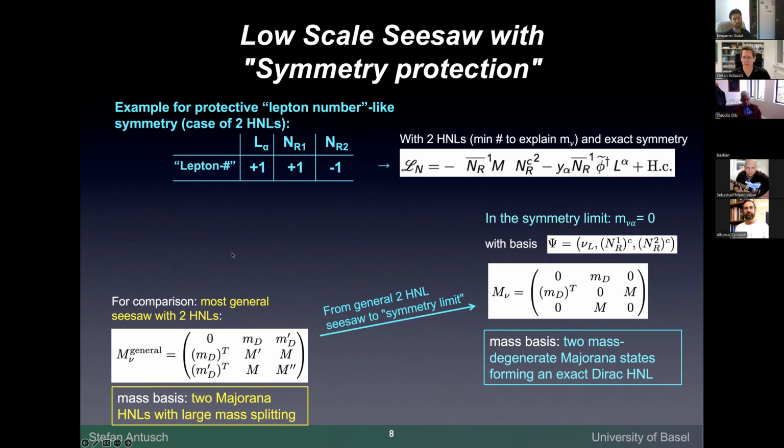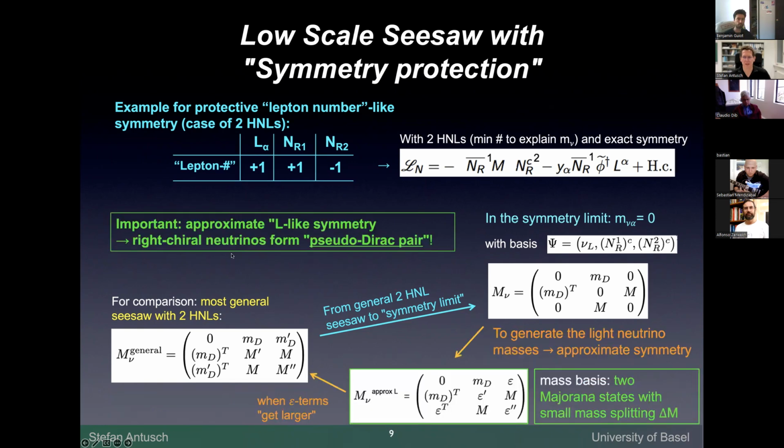Now, the third possibility, when you have this approximate symmetry protection, is that you would not have an exact Dirac HNL, but you would have small perturbations. This is shown in this green box at the bottom. These epsilons, the epsilon prime and epsilon double prime, are small compared to the M, and this other epsilon is small compared to the Dirac mass contribution. Then you have perturbed the structure, the symmetry is slightly broken, and you will get small neutrino masses proportional to these epsilon entries. So when the epsilons go to 0, the neutrino masses also go to 0.